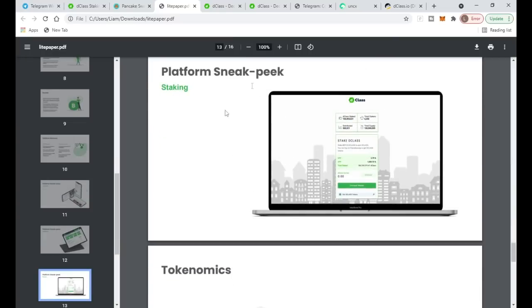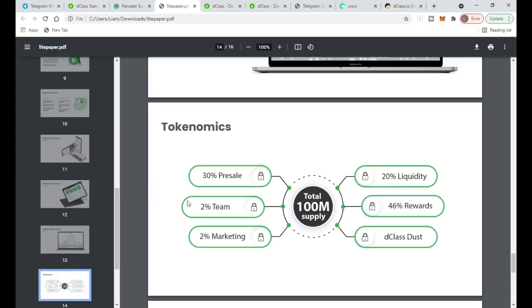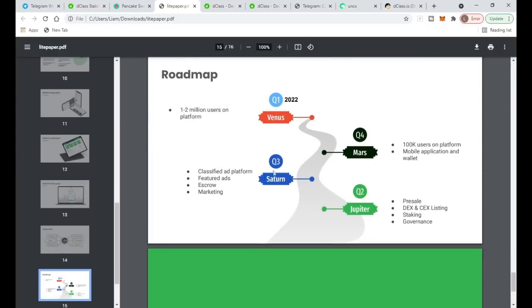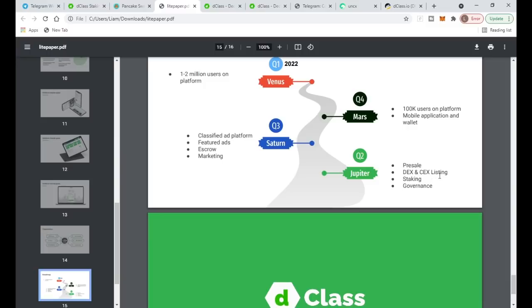And this is what it looks like on the website, the staking, as you guys know. Here it says a DPY of 2.79 and around about an APY of 1,800. So if we can get those numbers, that'd be unreal. Tokenomics, as we know how it's broken down, is pretty cool. We've gone through the roadmap as well. Q3 is Saturn, classified ad platform, featured ads, escrow and marketing. Then Jupiter's Q2: pre-sale, DEX and CEX listing, and staking and governance.